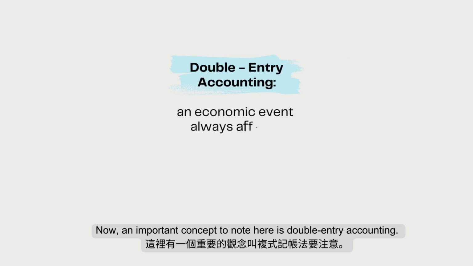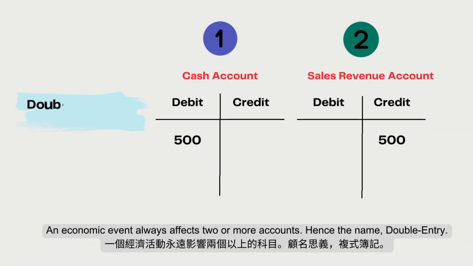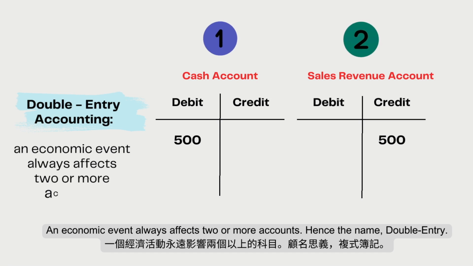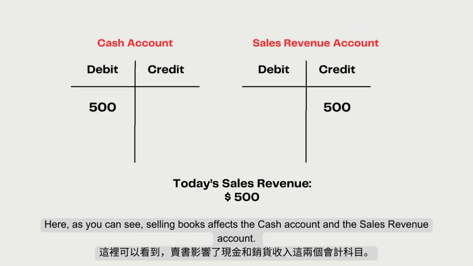Now, an important concept to note here is double entry accounting. An economic event always affects two or more accounts, hence the name double entry. Here, as you can see, selling books affects the cash account and the sales revenue account.